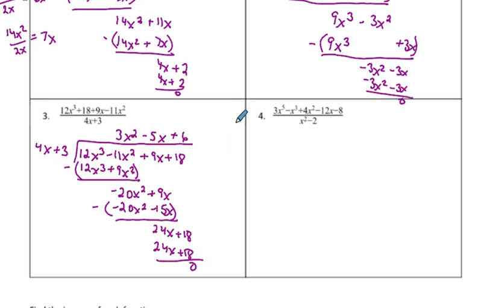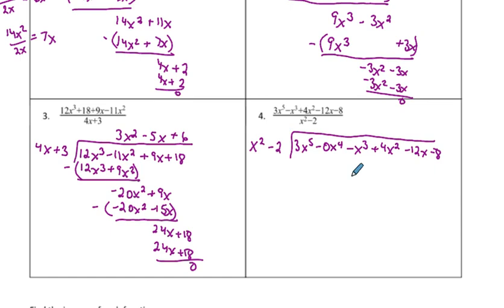All right, now what do we have here? Let's see, we're missing an x to the 4th term. So let's go ahead with this one. We've got 3x to the 5th, 0x to the 4th, x cubed, 4x squared, 12x minus 8. Man, I hope I have enough room to do this. All right, and we're dividing it by x squared minus 2.